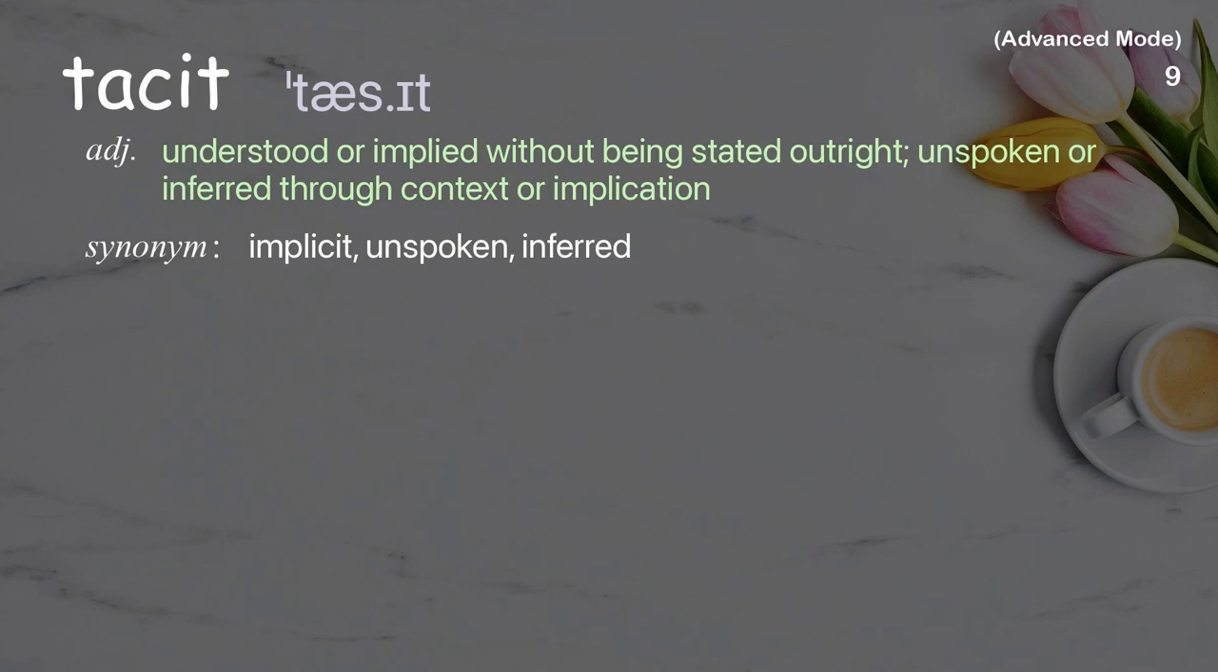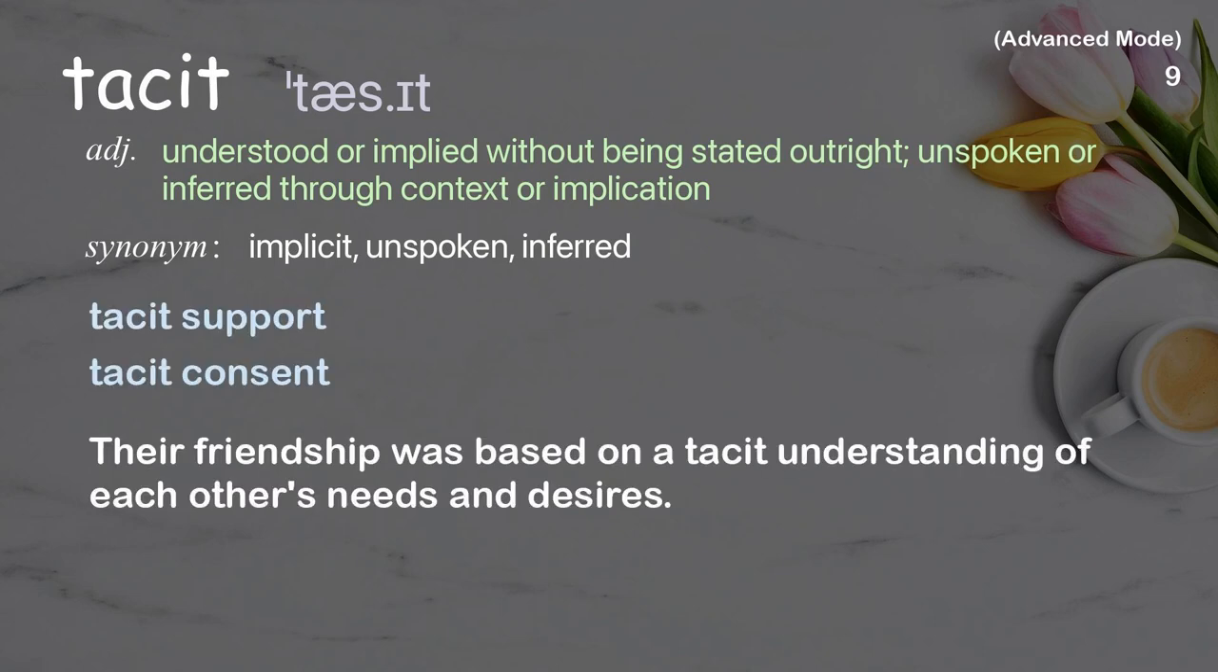Tacit. Understood or implied without being stated outright, unspoken or inferred through context or implication. Examples. Tacit support. Tacit consent. Their friendship was based on a tacit understanding of each other's needs and desires.